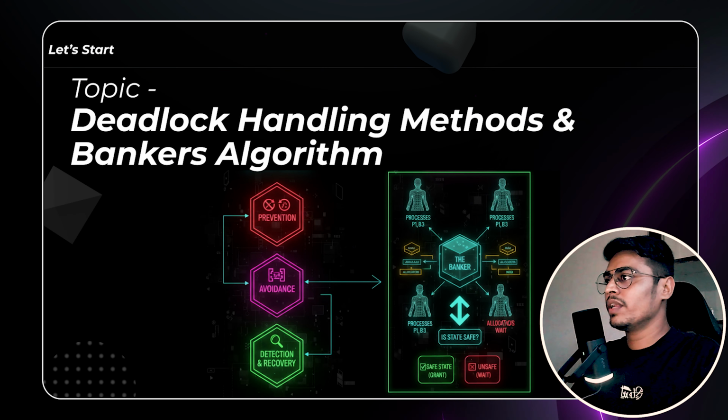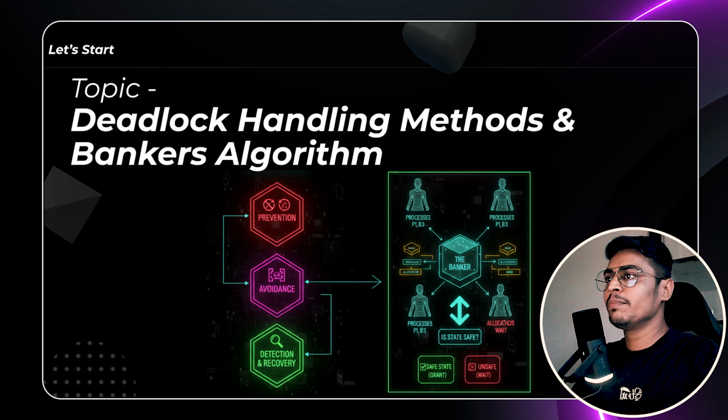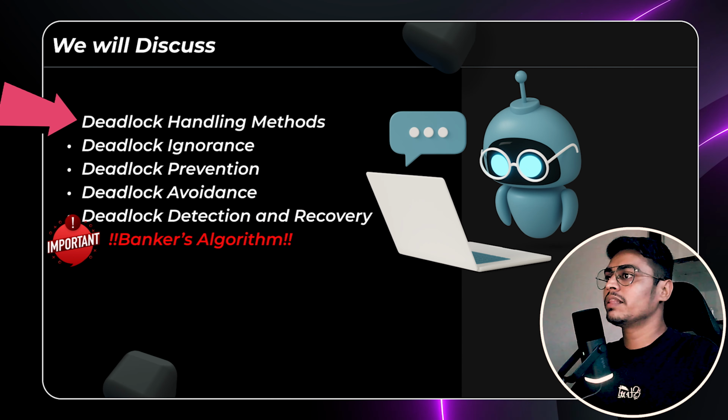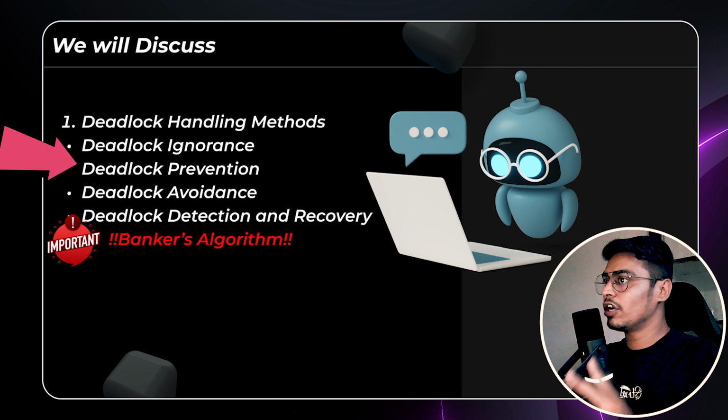Okay, so hello everyone. In this video, we will cover deadlock handling methods and banker's algorithm. We will discuss 4 important methods used to handle deadlock situation in operating system: deadlock ignorance, deadlock prevention, deadlock avoidance, and deadlock detection and recovery. And at last, we will see banker's algorithm, which is a very important algorithm. So let's start with deadlock ignorance, the ostrich method.